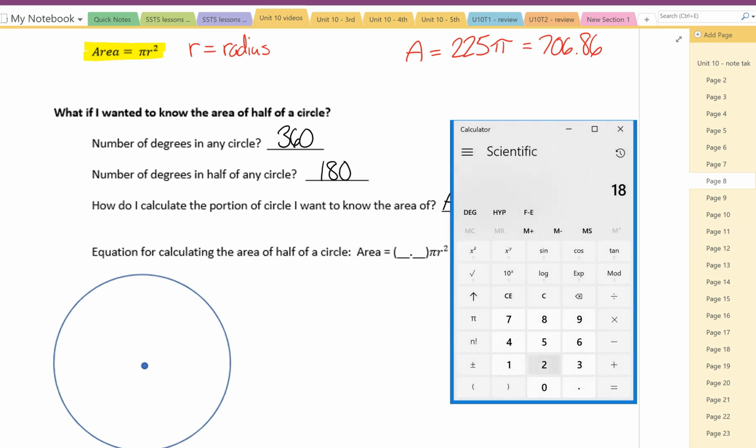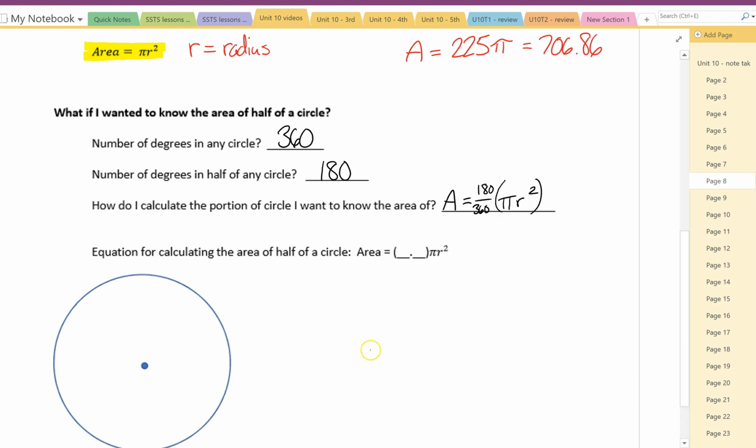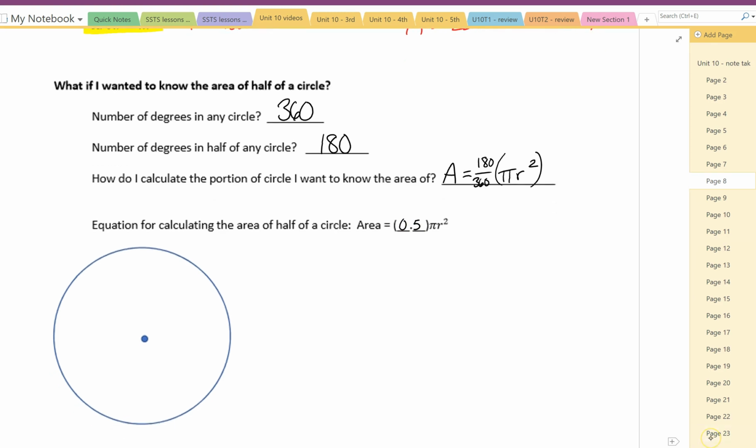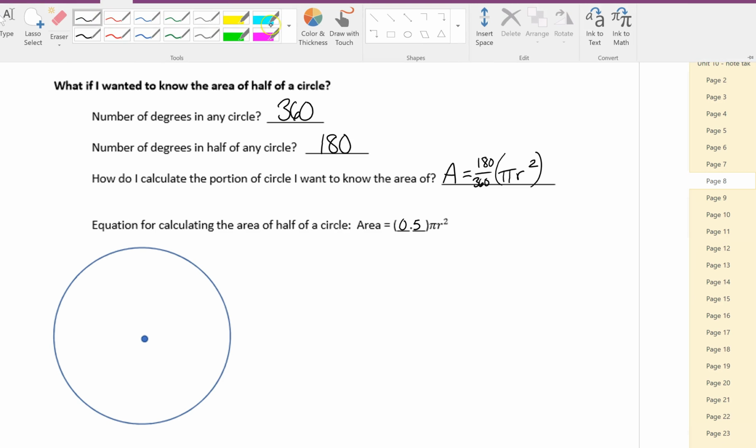What is 180 divided by 360? Well, 0.5. So to figure out the area of half of a circle, it's going to be the area equals 0.5 times pi r squared, right? So in other words, let's do an example down here.